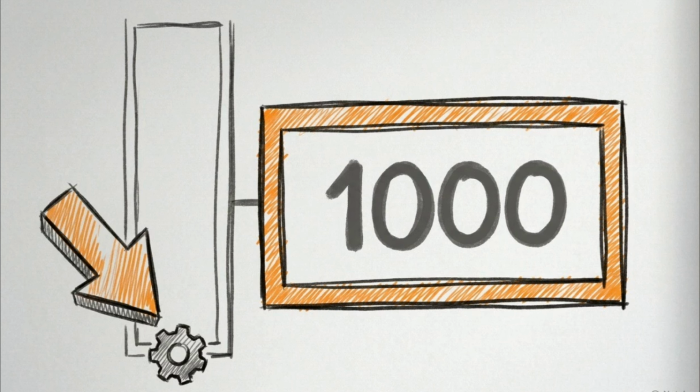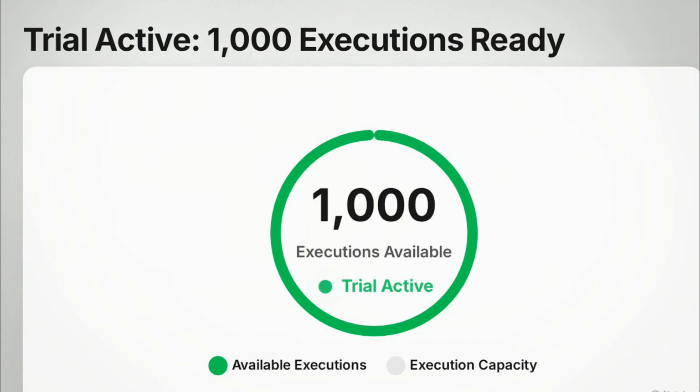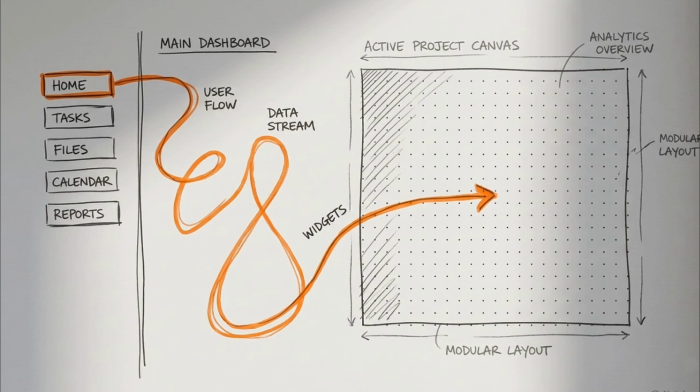Lastly, open your admin panel. Here, you can verify your 1,000 free executions and monitor the status indicator. As long as it shows green, your trial is active. Learning this layout right now prevents you from getting lost and wasting hours troubleshooting basic interface issues later.